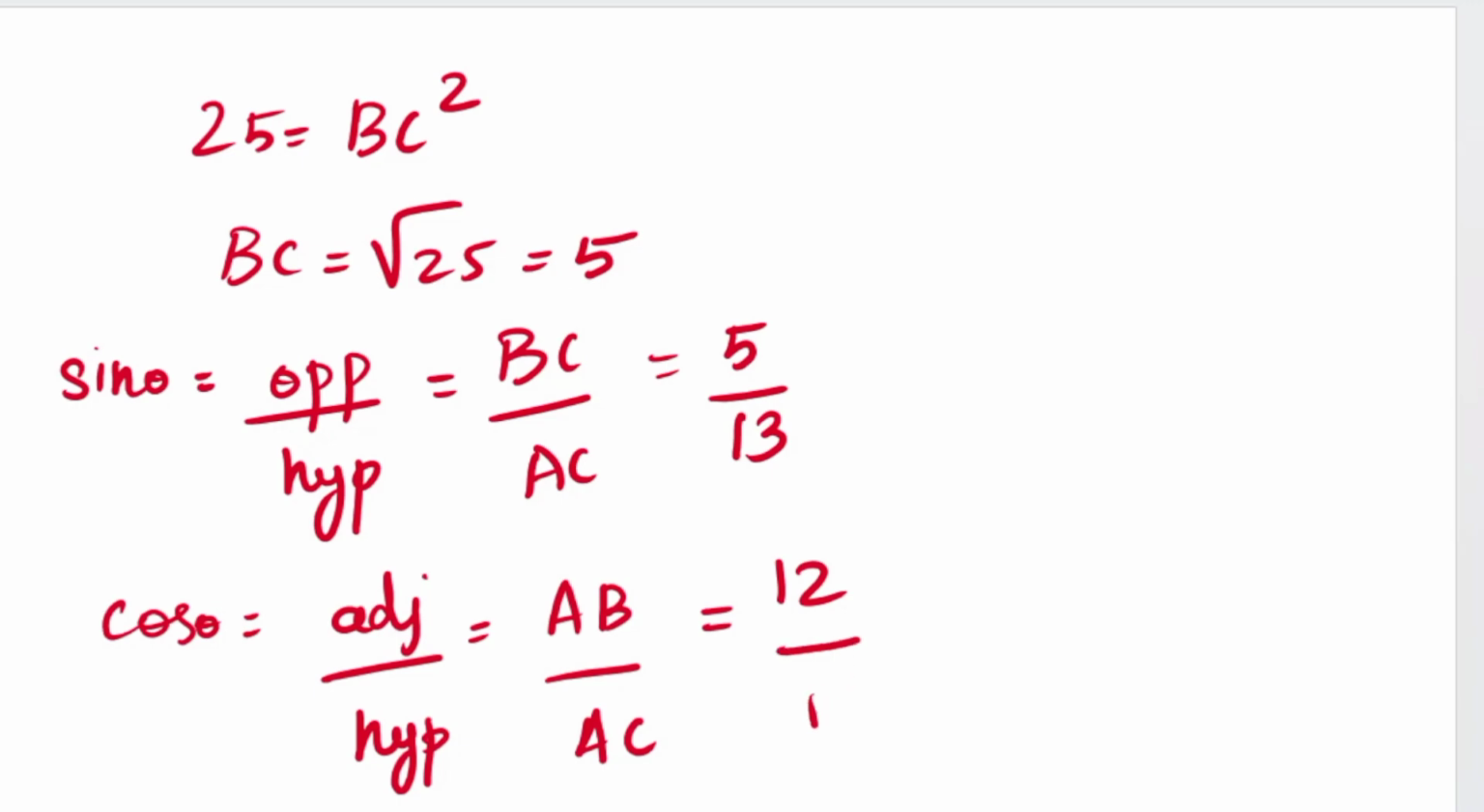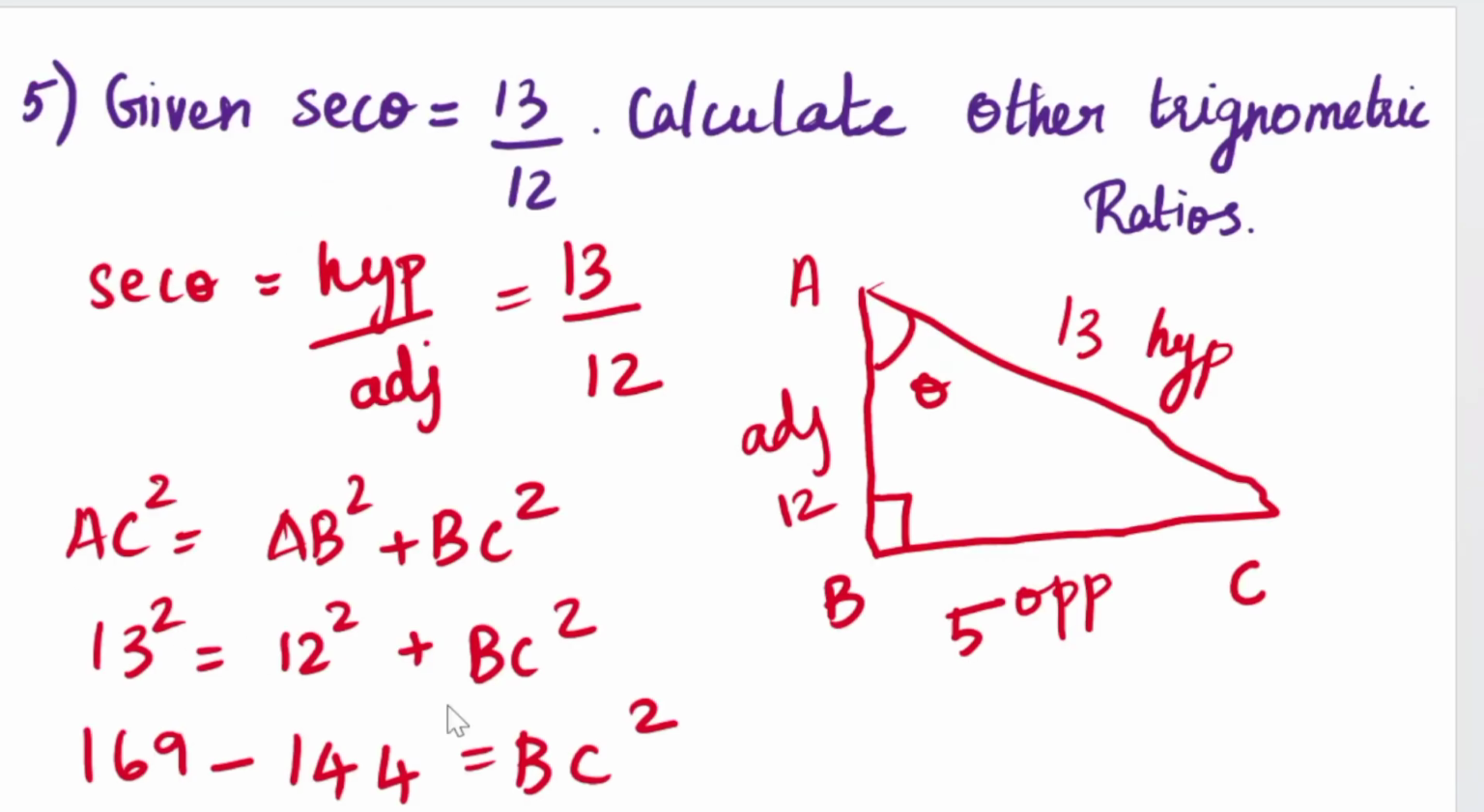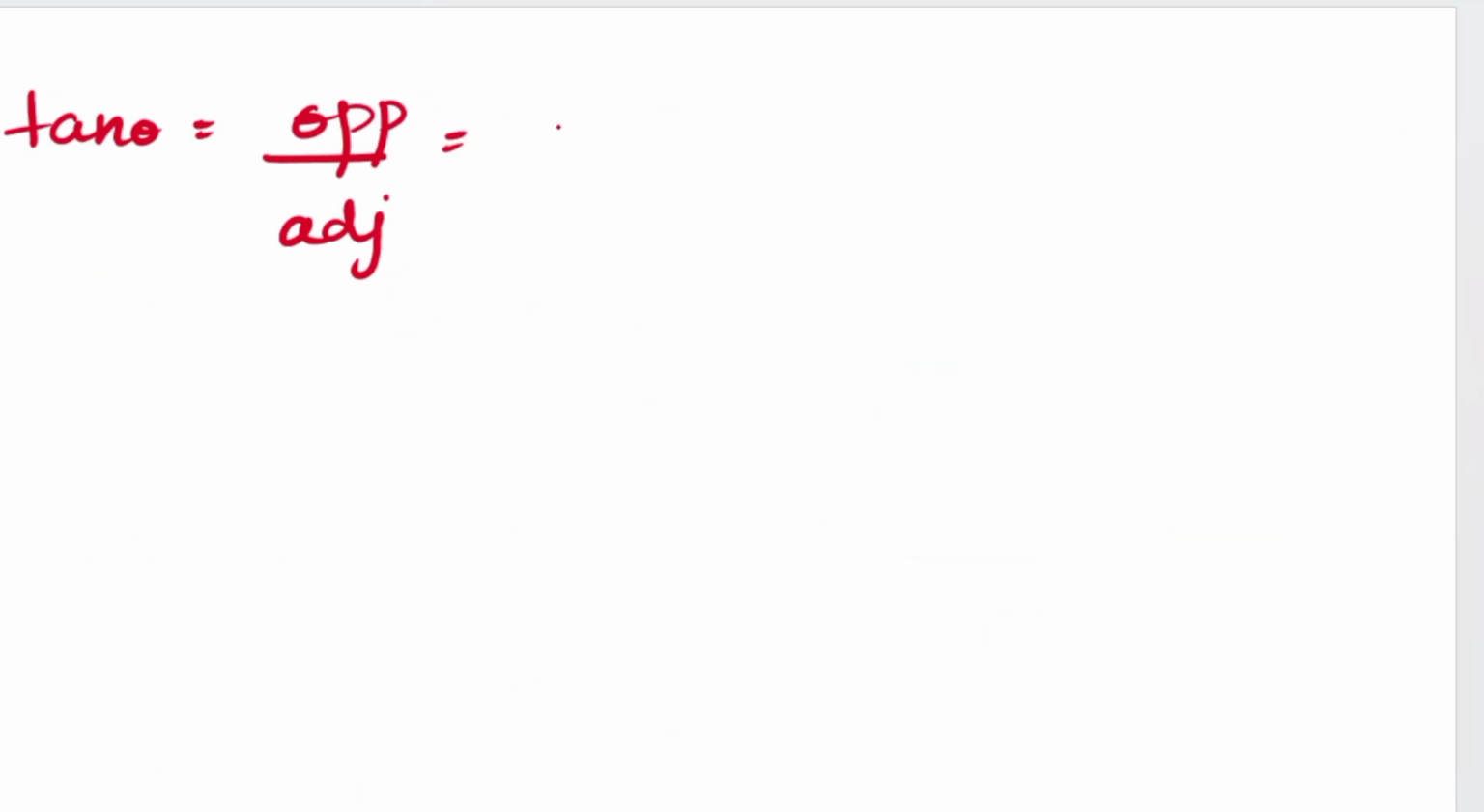12 by 13. Now coming to tan theta. Tan theta is actually opposite side by adjacent side, right? Which is the opposite side and which is the adjacent side? From this, the opposite side is BC, adjacent is AB. That is 5 by 12. BC by AB, which is equal to 5 by 12.